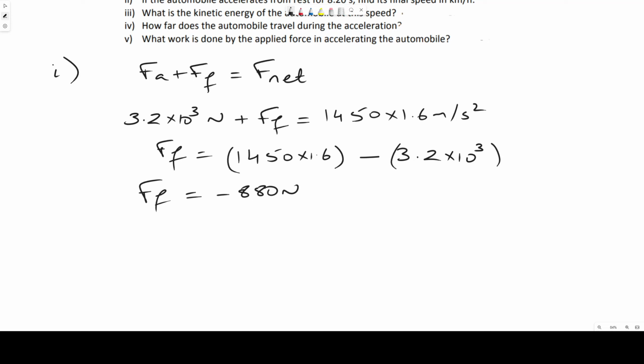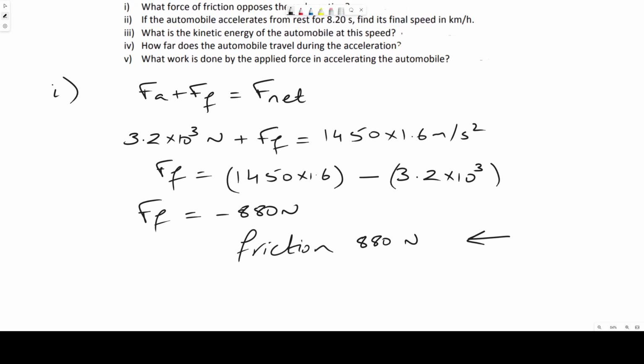So the force of friction is going to be 880 newtons against the motion. I'll just put an arrow there. Friction of 880 newtons against the motion, so in my case, I'll just say towards the left.